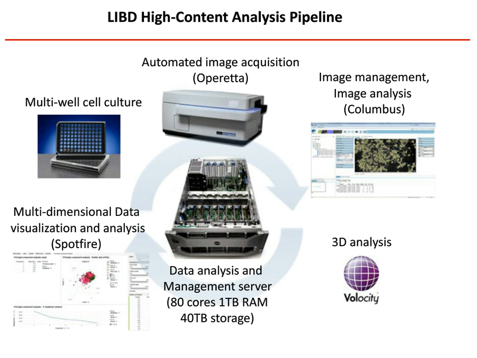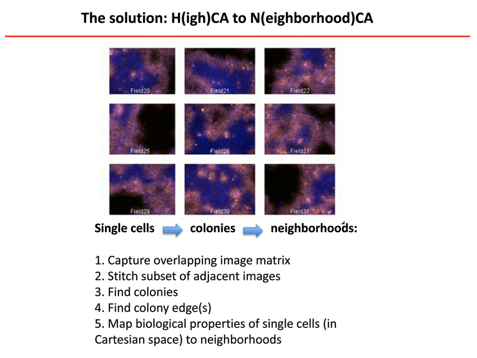This is a typical image that one would see if you take a 3x3 array of images from a single well in a 96-well plate. And I represent these contiguous images as separate because most of us think and analyze images based on single cells. We have single cells as our target. What I'm going to discuss now is this concept of changing our perspective from high-content analysis to neighborhood content analysis, and really thinking about what is next to the cell that you're looking at.